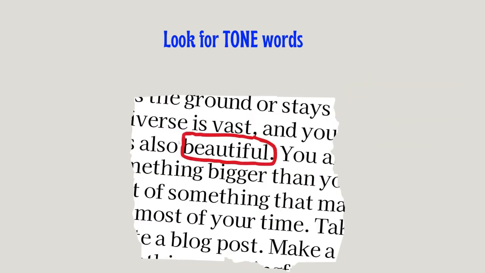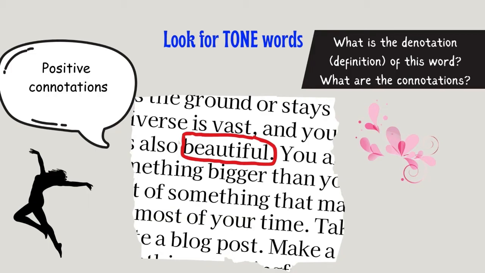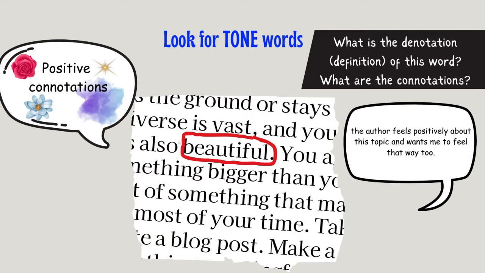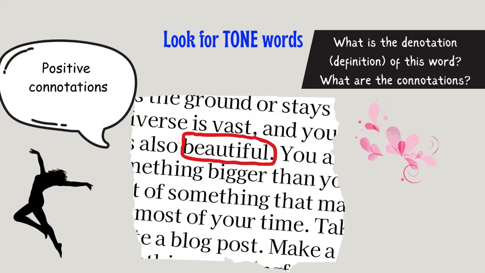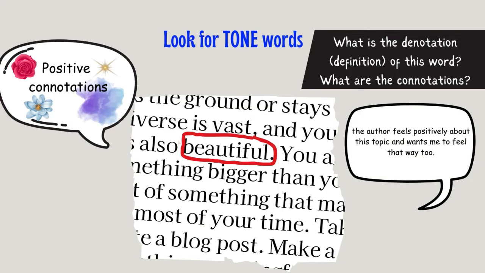I can find tone words by looking for words that make me feel something. Words like beautiful, dance, color, or dreams lift me up and make me feel inspired. I consider the denotation, which is the dictionary definition of my circled words, and I think of the connotations, which are all of the images and feelings that are associated with the word. The word beautiful is positive and tells me that the author feels positively about the topic and wants me to feel that way too.